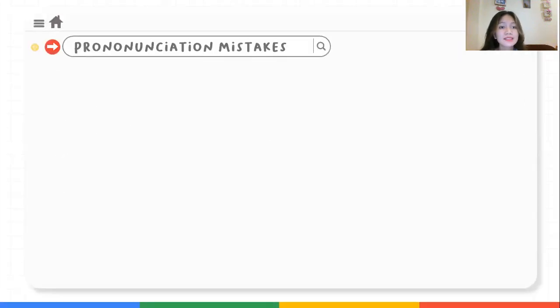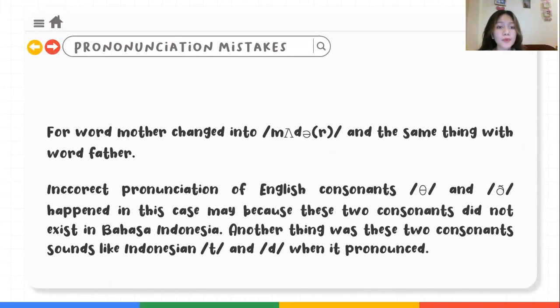For another example, the word mother is changed into modder, and the same thing happens with the word father. Incorrect pronunciation of the English consonants θ and ð happens in this case maybe because these two consonants do not exist in Bahasa Indonesia. Another reason is that the consonant sounds like Indonesian T and D when it is pronounced.